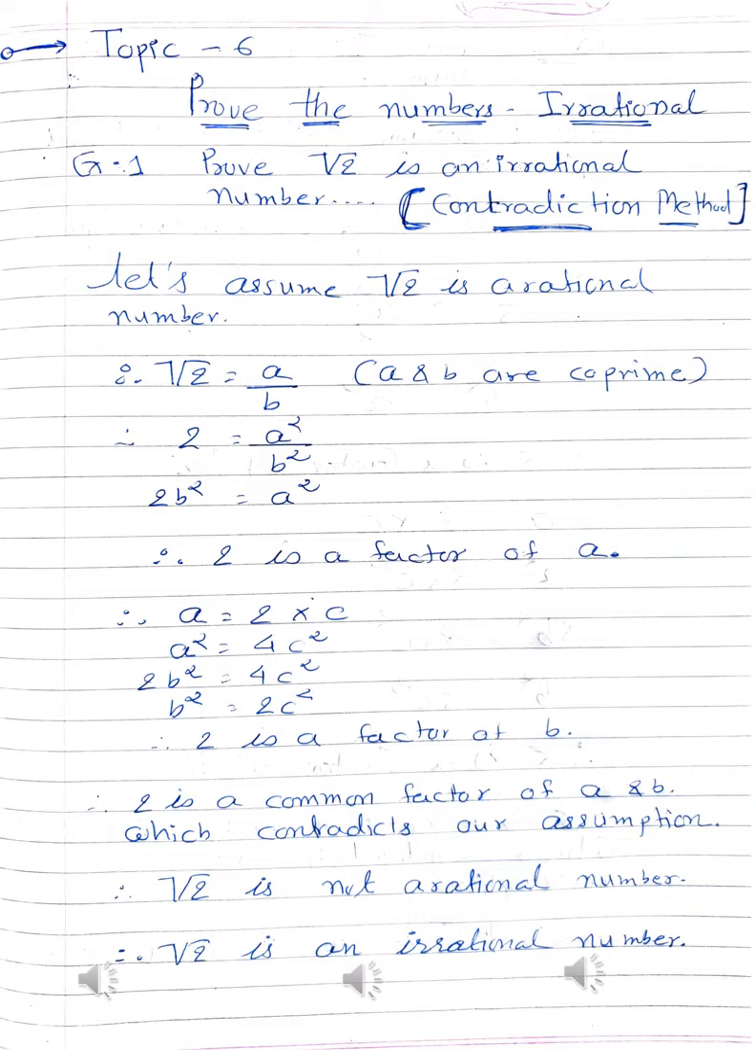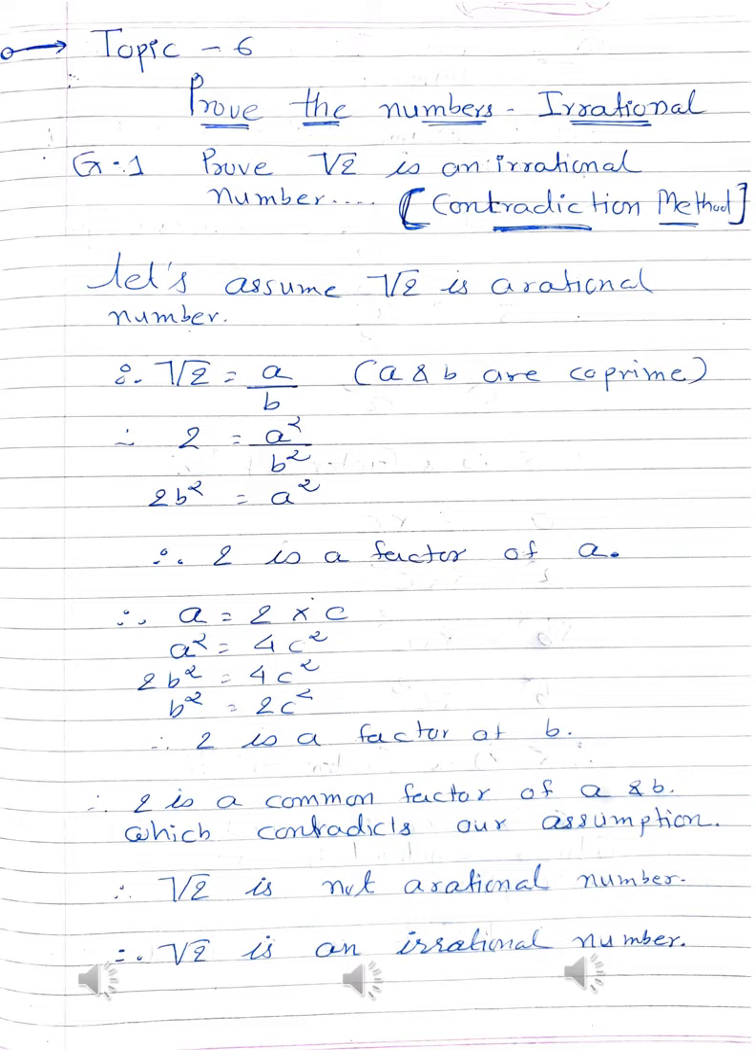It means b square is made up of 2 into c into c. So 2 is also a factor of b. It means 2 is a factor of a and b both, which contradicts our assumption where a and b must be co-prime numbers. But here 2 is the common factor. So our assumption is absolutely wrong. Which one? Root 2 is a rational number. That is wrong. It means root 2 is an irrational number.